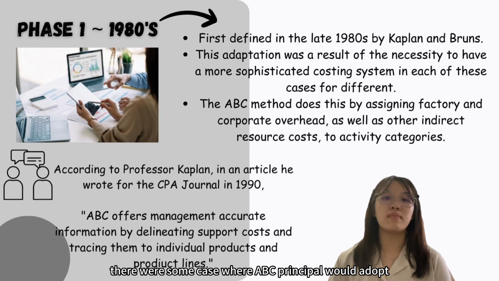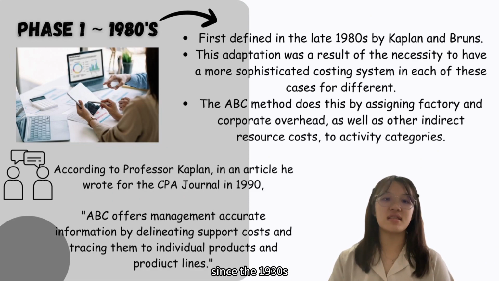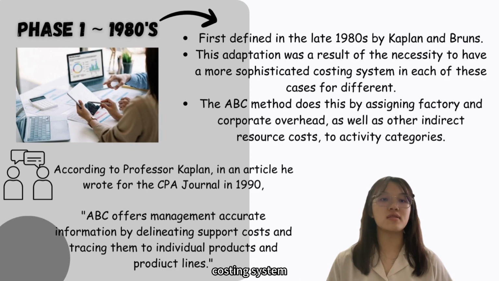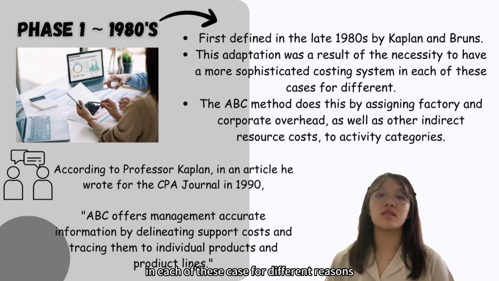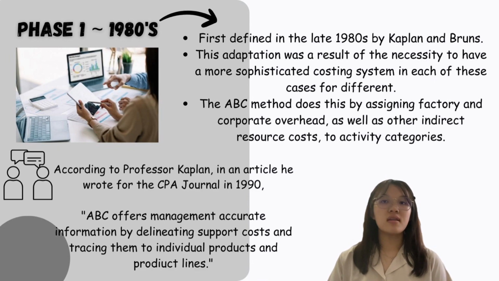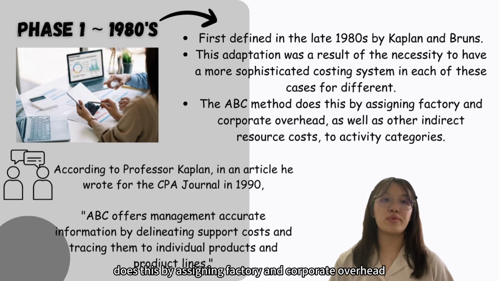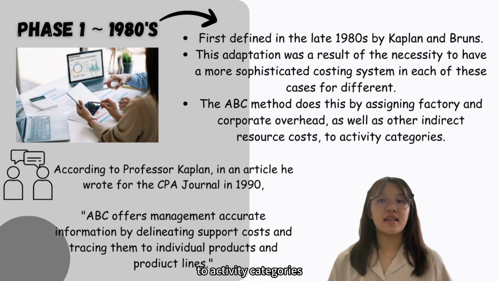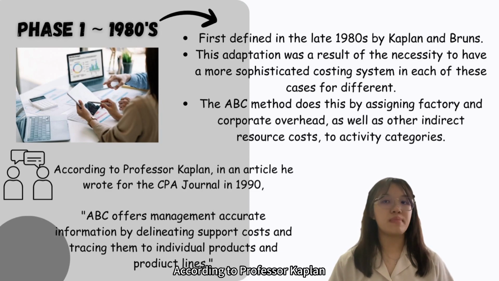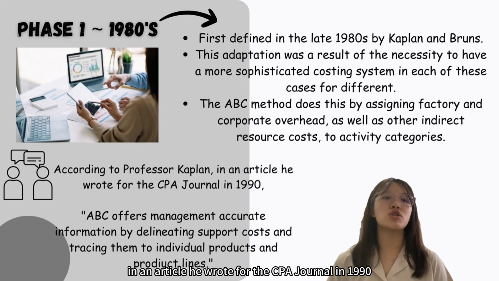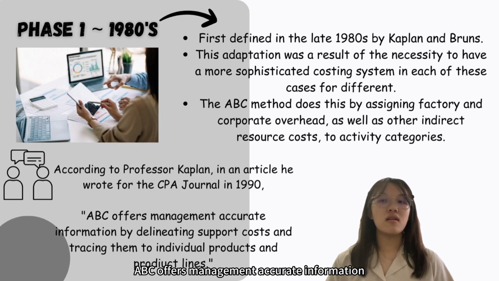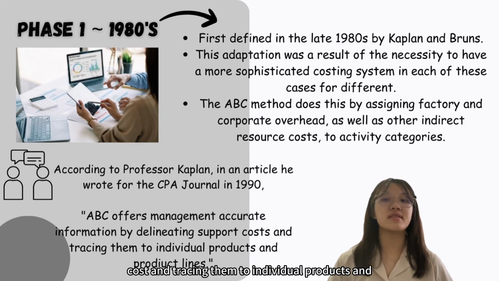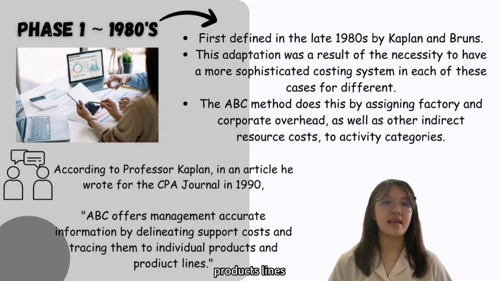There were some cases where the ABC principle was adopted since the 1930s. This adoption was a result of the necessity to have a more sophisticated costing system in each of these cases, for different reasons. The ABC method does this by assigning factory and corporate overhead, as well as other indirect resource costs, to activity categories. According to Professor Kaplan, in an article he wrote for the CPA Journal in 1990, ABC offers management accurate information by delimiting support costs and tracing them to individual products and product lines.